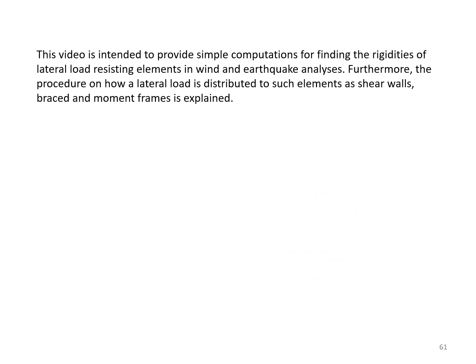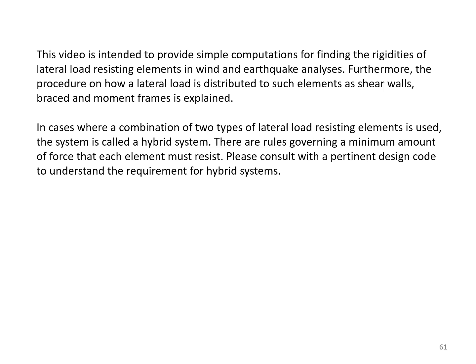This video is intended to provide simple computations for finding the rigidities of lateral load resisting elements in wind and earthquake analysis. Furthermore, the procedure on how a lateral load is distributed to such elements as shear walls, brace, and moment frames is explained. In cases where a combination of two types of lateral load resisting elements is used, the system is called a hybrid system. There are rules governing a minimum amount of force that each element must resist. Please consult with the pertinent design code to understand the requirement for hybrid systems.